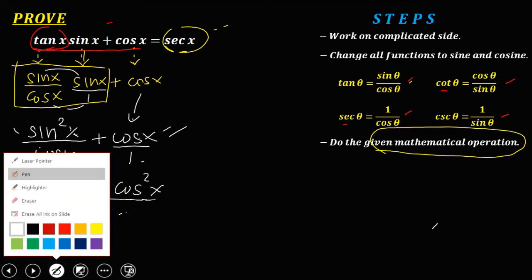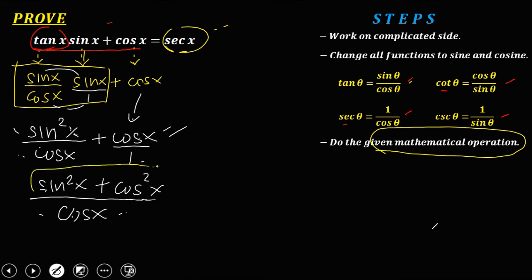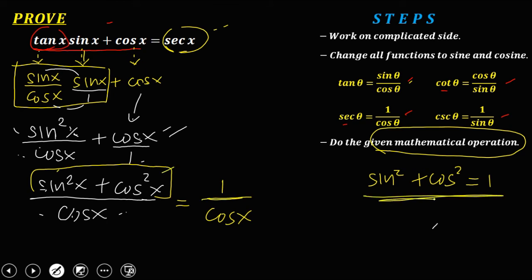Then we have an identity for this equation: sine squared plus cosine squared is equal to 1. So therefore, this equation now becomes 1 over cosine x, because sine squared plus cosine squared is equal to 1 using this identity.